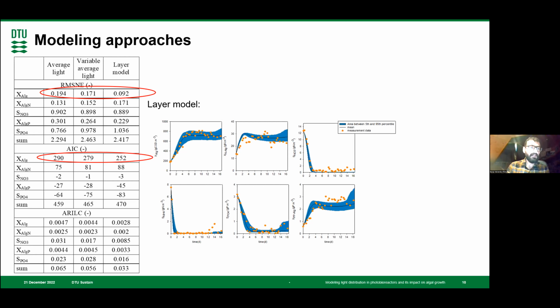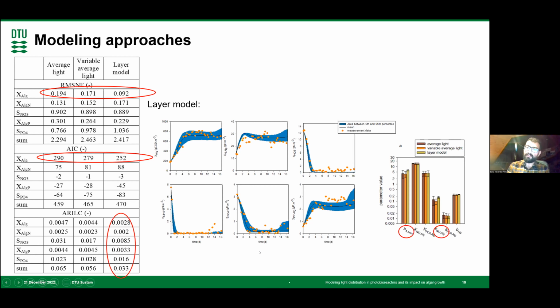So this is very important to take into account if your aim in modeling is to predict biomass quantity. If we look into the last parameter, this is a relation between the uncertainty of the model, so how wide is this blue area, and the amount of data that it covers. So how much of this experimental data can be covered within the uncertainty that your model has. And the lower it is, the better it is. So what we can see is that the layer model reduces a lot the uncertainty of our model output. But at the same time, it has a pretty good coverage of the empirical data. So it seems to be the best option for accurate modeling of our photobioreactors.